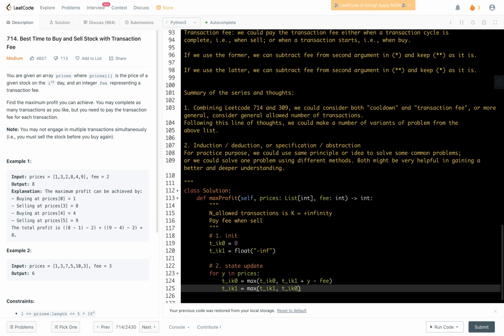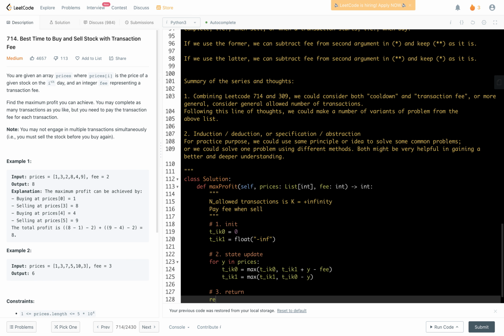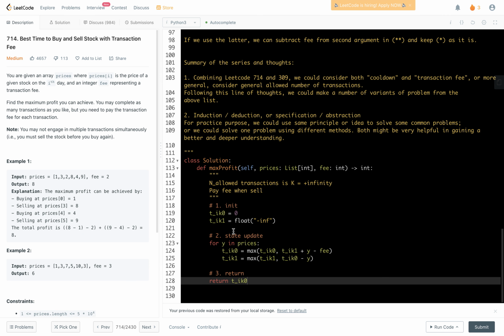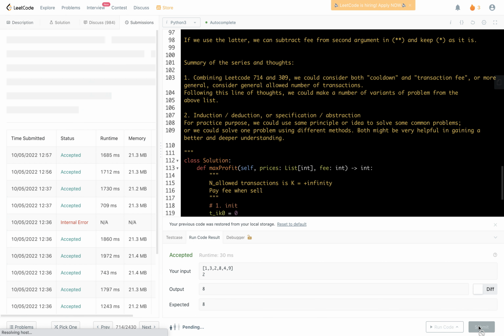And the update for T_ik1 is the same as before. This is T_ik1, the previous day state. And if the previous day we have no stock, we're going to buy. If we buy, we pay some price, that is y. So this is the state update. Now let's look at the return. We are going to return T_ik0. That's it. This actually forms a solution to this problem. The code is actually very short.